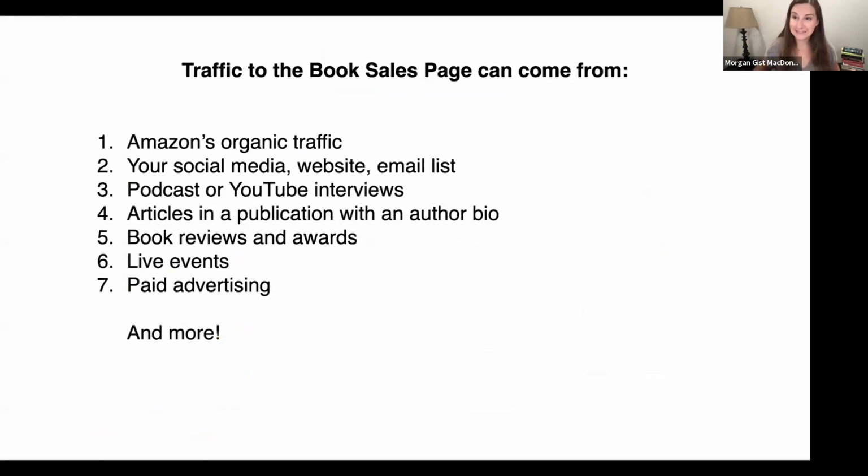Once we have a great sales page, now we can start talking about other traffic that you can send to the sales page. So of course there's Amazon's organic traffic. And if you guys have been around me, I talk about keywords and categories and all the fun things, which we'll get into, but also all the other things that people tend to talk about with your social media presence and your website and your email list. Well, where are you sending them? You're sending them to Amazon to buy the book, right?